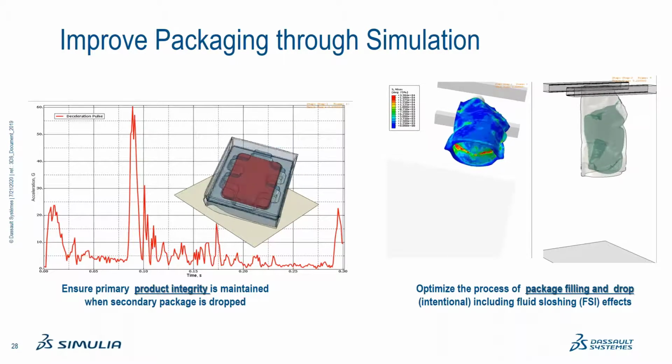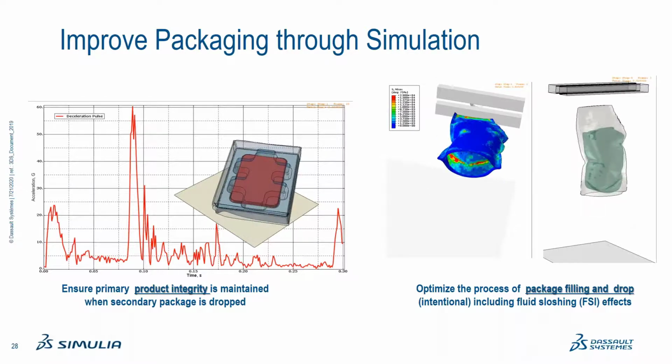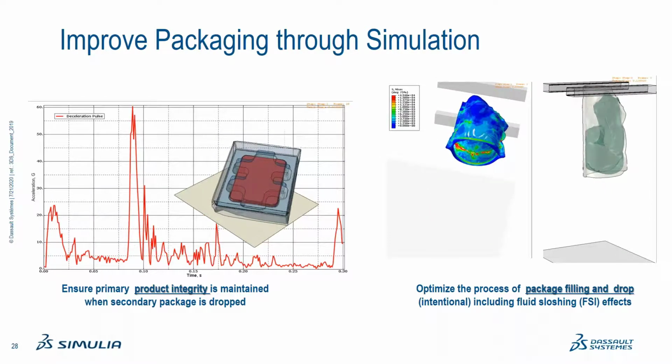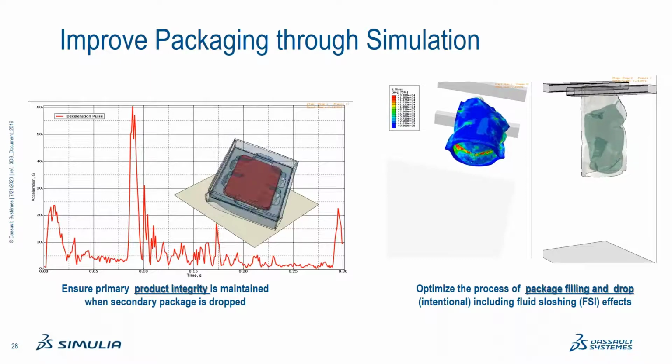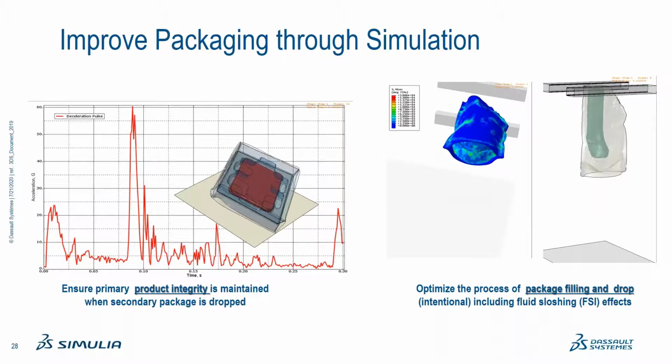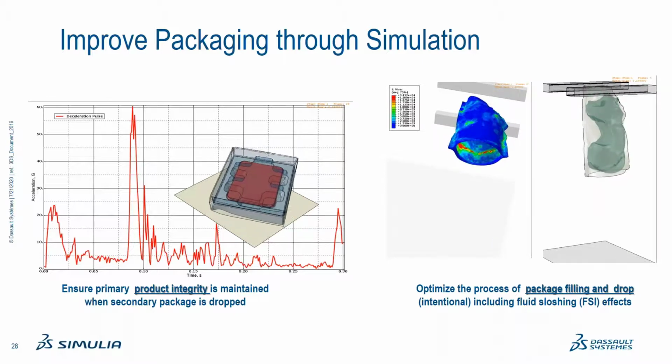Often forming and filling processes involve hazard loads by design, as is the case in this illustration on the right, where an Abaqus coupled Euler-Lagrange method is used to simulate the entire filling, sealing, and drop sequence of a product such as a saline bag.